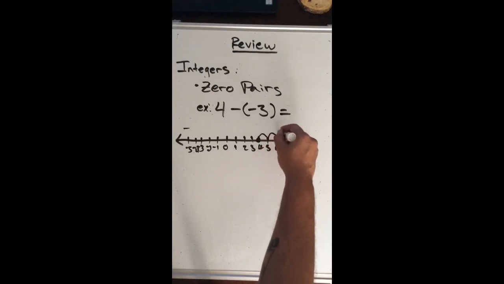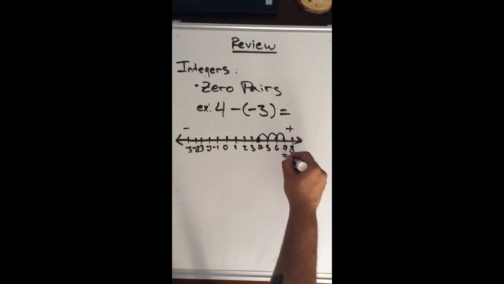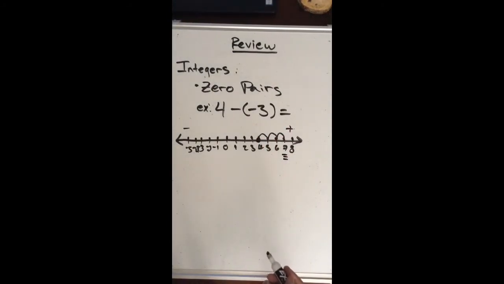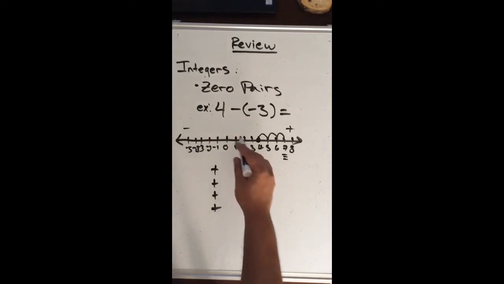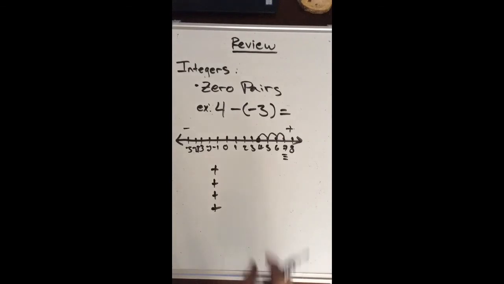1, 2, 3, which gives us a positive number, positive 7. That's a little interesting. Maybe we can confirm this using our plus and minus tiles here. If we have 1, 2, 3, 4 positives, and I want to take away 3 negatives, we want to subtract 3 negatives. We're finding the difference here.